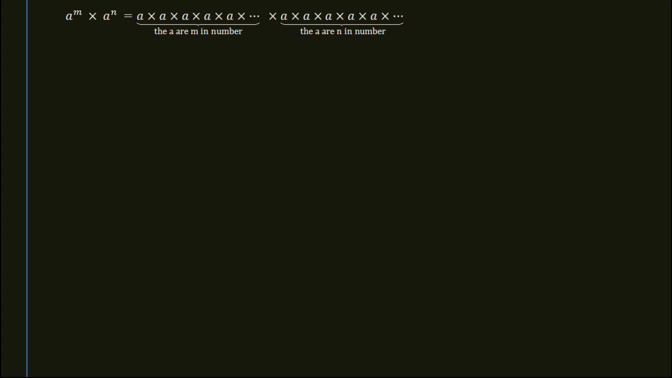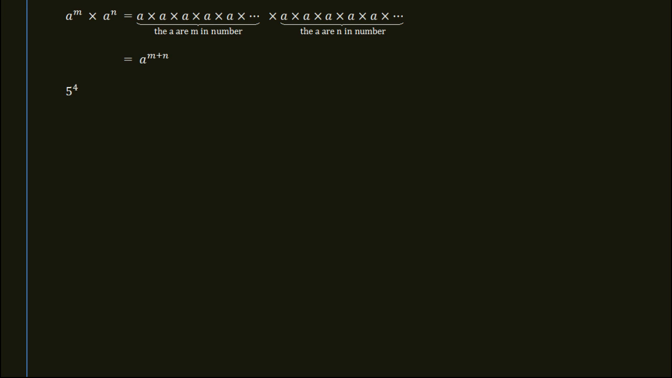So in total we shall be having m plus n as in multiplication. Now that the as are m plus n, we shall write this as a to the power m plus n. In other words, the n's have combined together with the m's to make m plus n as in multiplication. I am going to repeat the same explanation using numbers and not letters.